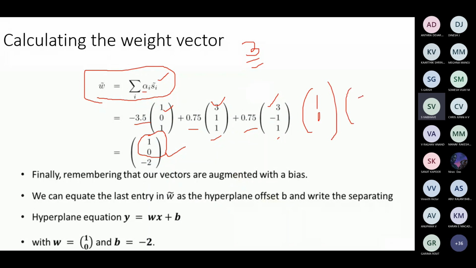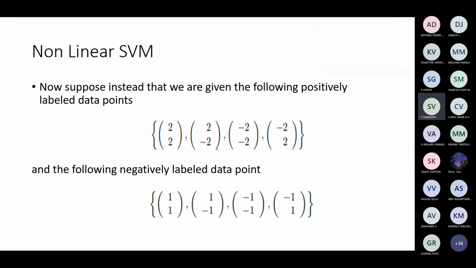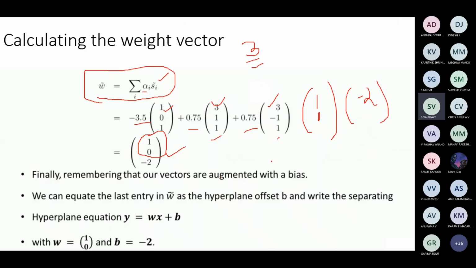And this 2, which we have added here, is the bias. Can you see, students? We have added it as a bias here. Now we are segregating this. These are the actual weight vectors, and this is the offset, which is otherwise called the bias. So 1 and 0 are the weights, and the 2 is the bias.